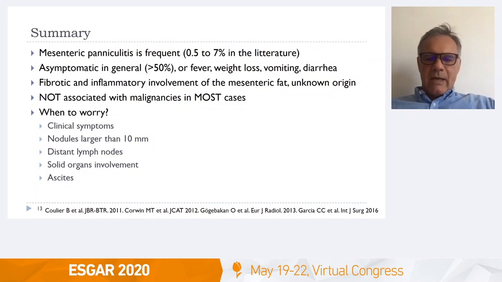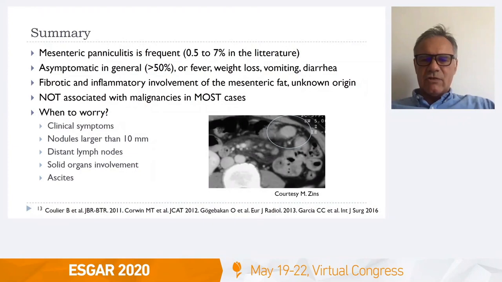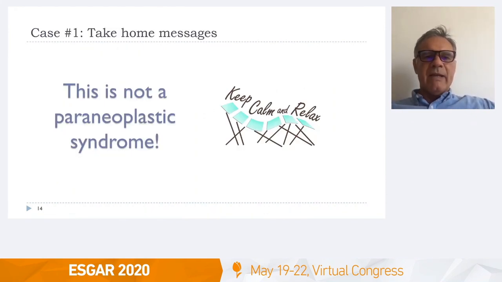So when to worry? We have to worry when patients have clinical symptoms, which was the case here, when you have nodules larger than 10 millimeters in diameter, distant lymph nodes, solid organ involvement, and ascites. And this is just to highlight what I'm telling you. This is a case provided to me by my friend Mark Zanz, showing lymph nodes bigger than 1 centimeter in the mesentery. So the take-home message: this is not a paraneoplastic syndrome, so forget malignancy, just keep calm, relax, follow up your patient, and in most cases everything will resolve spontaneously.